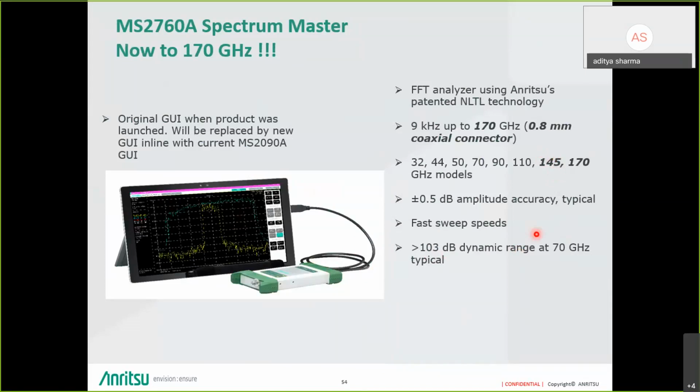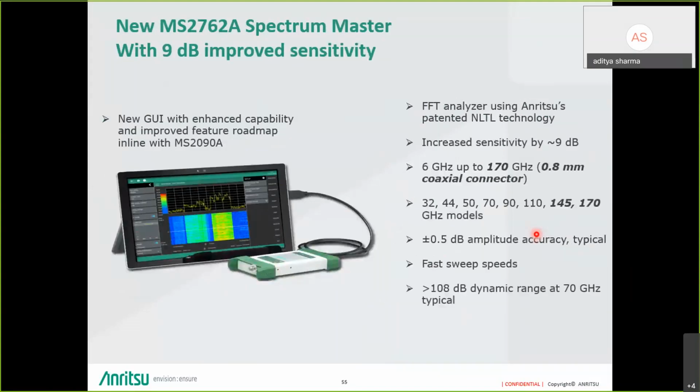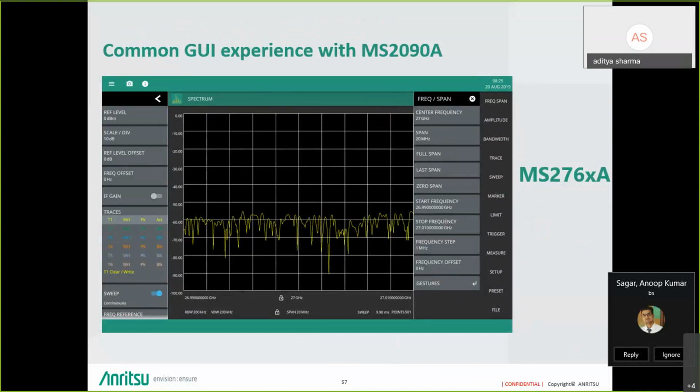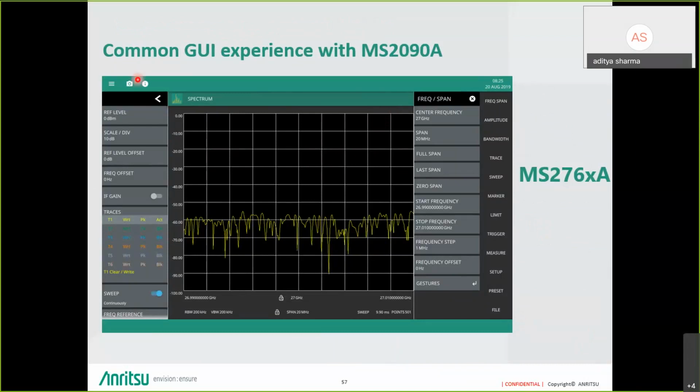And dynamic range is 103 dB at 70 gigahertz. For MS2762A, again, everything is the same, just starting from 6 gigahertz. And if I talk about the dynamic range, it has an improved dynamic range of 108 dB as compared to MS2760A. This is the GUI. If you see the GUI, it's very user friendly, and it's touch based as well.